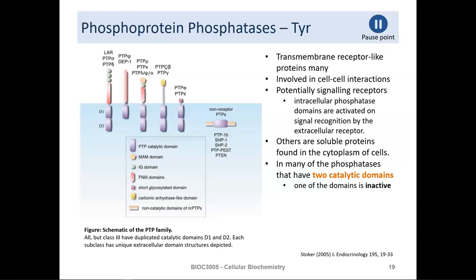What we see for these phosphatases is that they have two catalytic domains, one of which is inactive. So for all but class 3, they have duplicated catalytic domains D1 and D2. And each subclass of the tyrosine phosphatases has a specific or unique extracellular receptor domain structure.